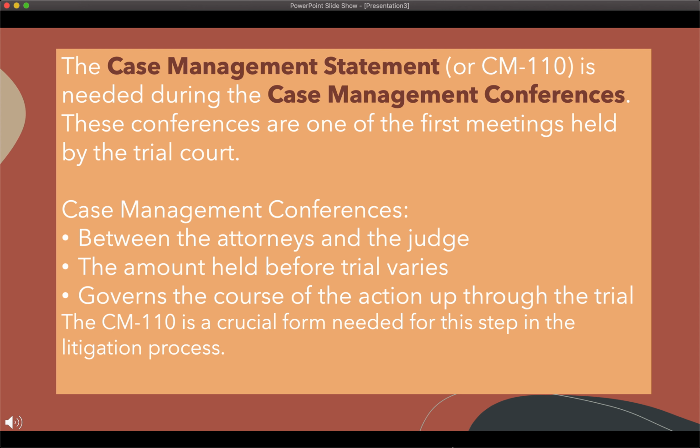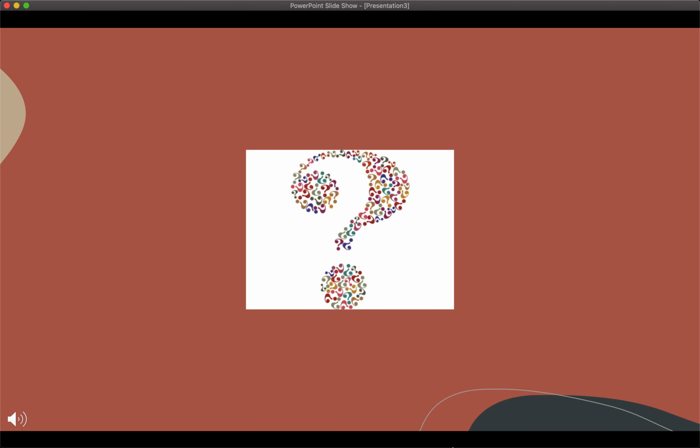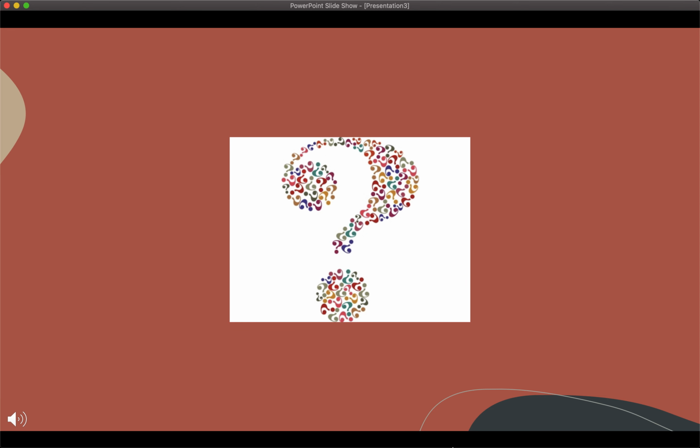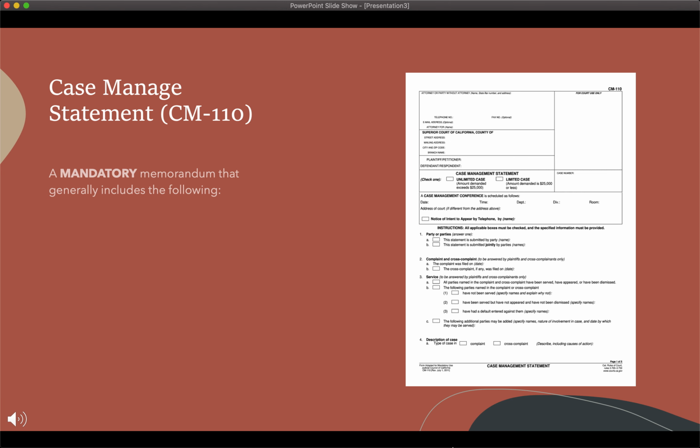The CM-110, or the case management statement, is a crucial form needed for this step in the litigation process. Now that we know where a case management statement is needed, we now have to figure out what is a case management statement, what is in a case management statement, and most of all, how do I complete a case management statement? Well, the case management statement is a 5-page mandatory memorandum that generally includes the following: uncontested facts, contested issues of fact and law, exhibit lists, witness lists, and jury instructions.